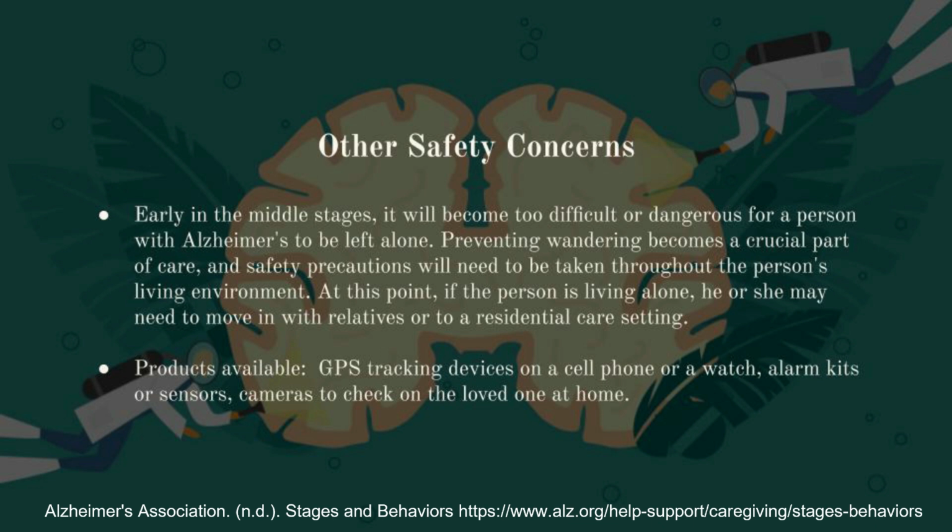I want you to also be aware that there are products available for wandering. For example, there are GPS tracking devices that can be installed on a cell phone or even a watch. There are alarm kits or sensors. You can install cameras to check on the loved one at home if a family member has to work. And of course, in long-term care facilities, all of these systems will already be in place.